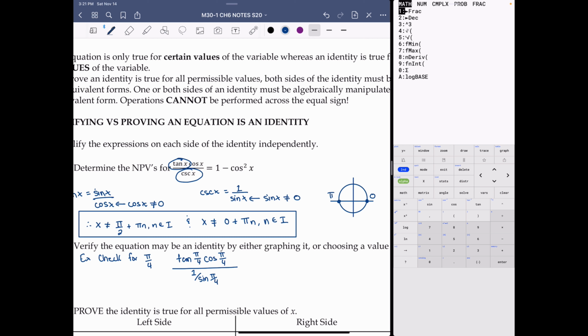We have the fraction 1 over sine of fraction again, pi over 4, and then equals, we get 0.5.